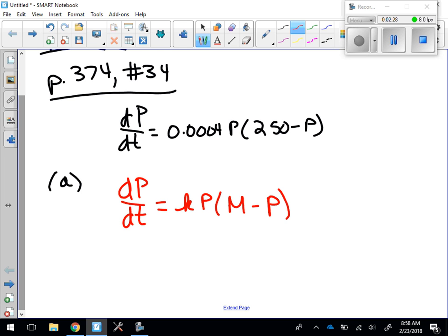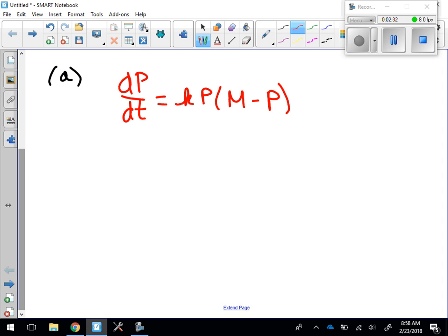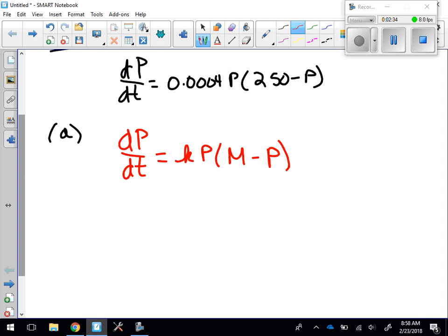The first thing I would do is probably write down the formula that I have here in red, which is the general format. And then make sure that the equation that you're given is in the same format. Because if it's not, then you're going to try to apply things to the solution and it's not going to work.